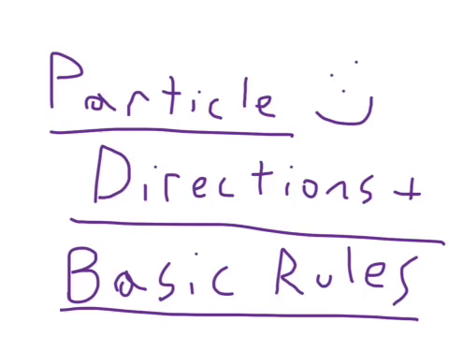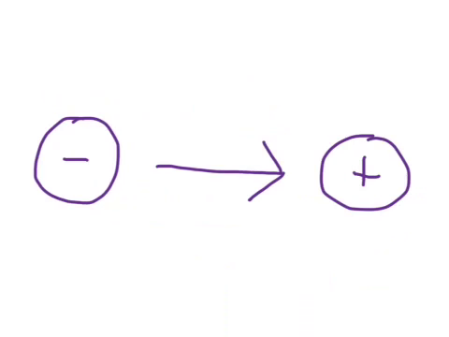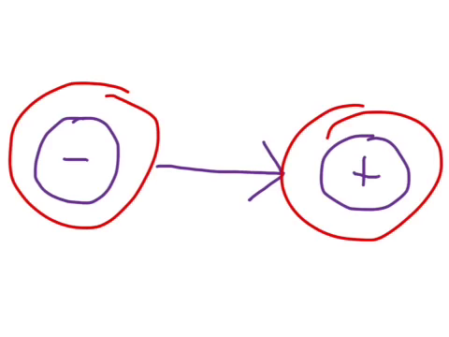Lesson 3. Particle directions and the basic rules of electricity. The particles in a circuit move from negative to positive. This is because electrons, which are negative, are a lot lighter than any other particle in the atom. Also, they're farther away from the center of the atom than any other particle, so they will move. The electrons move because opposites attract. So electrons are not attracted to electrons, and protons are not attracted to protons.